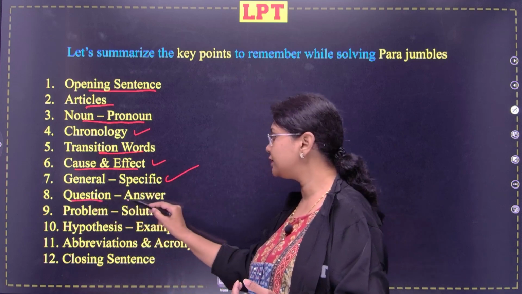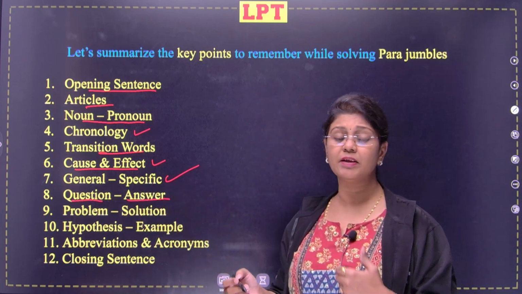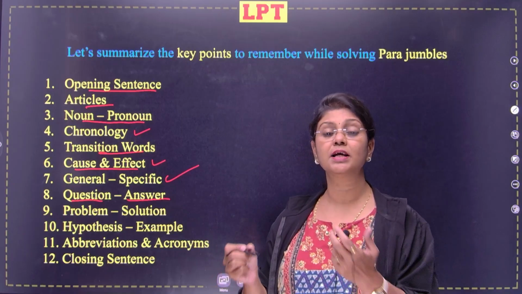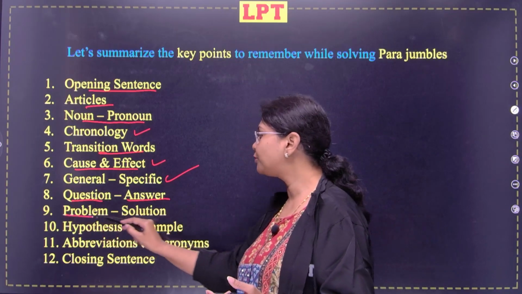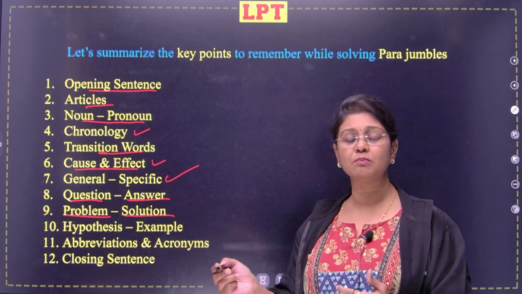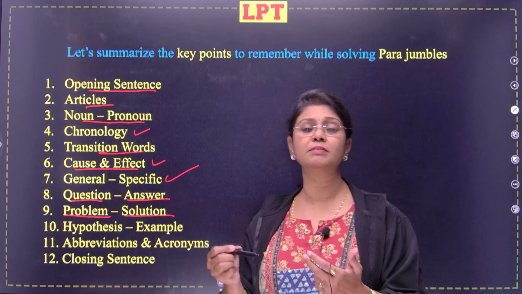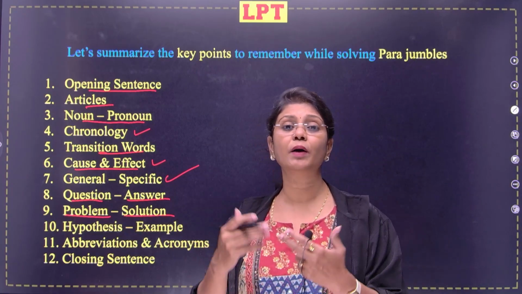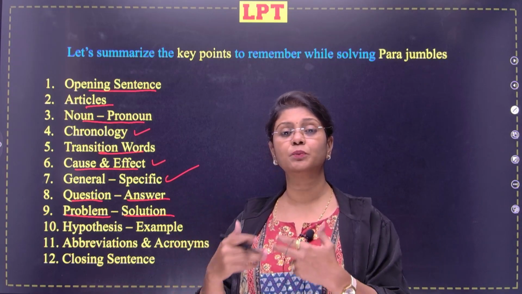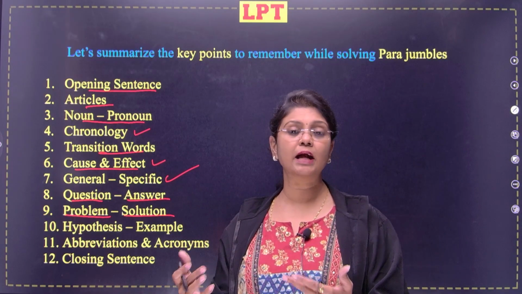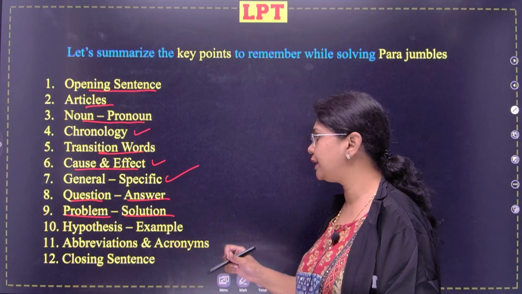Then you have question and answer, again the same way. So a sentence that gives you questions, a sentence that gives you answer, so you have a mandatory pair. Then you have problem and solution. By the same logic, let's say there is a sentence which gives you air pollution in Delhi, and there are other sentences related to it, so you will have a problem statement coming first, followed by a solution statement.